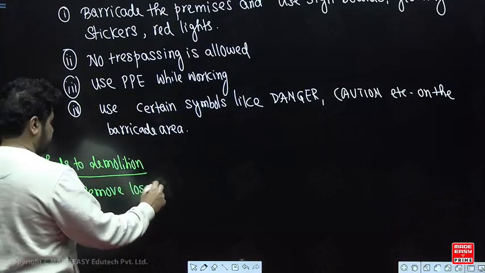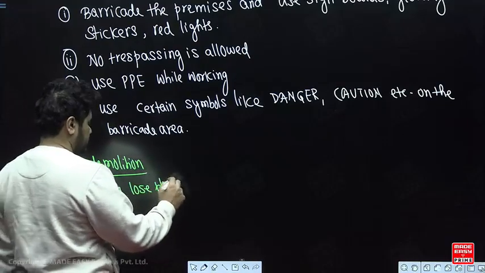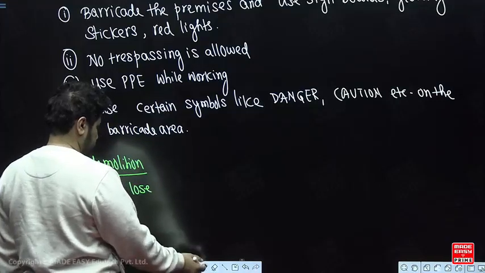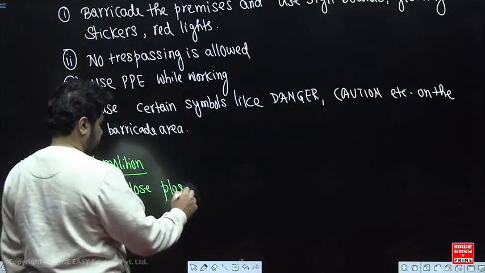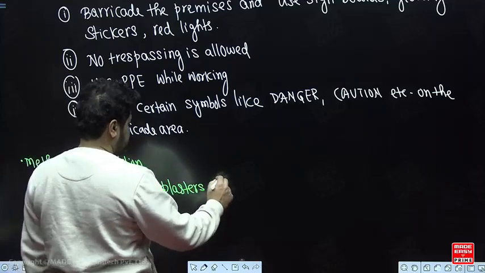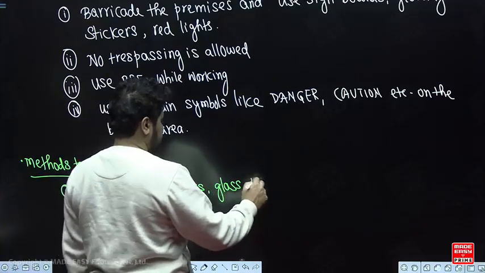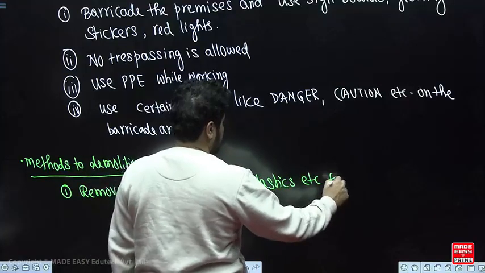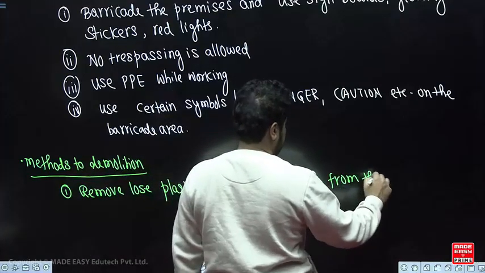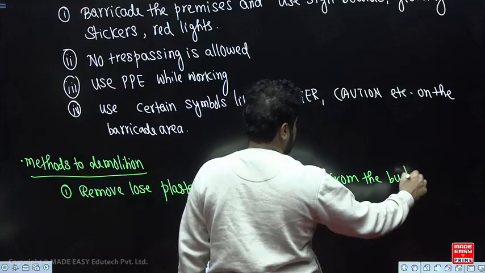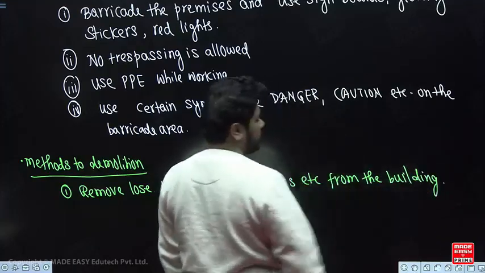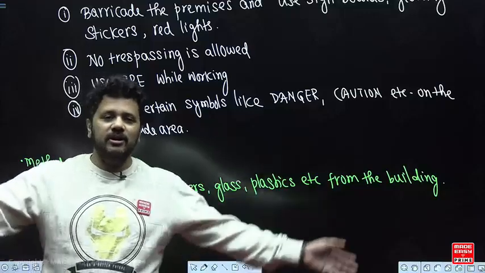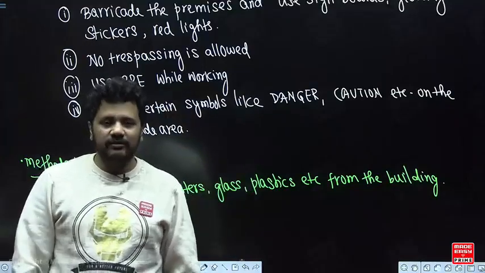loose plasters, glass, plastics, etc. from the building. किसी building को तोड़ने के लिए what we have to do? It should have only the concrete structure. Remaining things you have to remove. ऐसा नहीं है कि दरवाजा खिड़की सब लगा तोड़ते जा रहे हैं. No, we never do that.